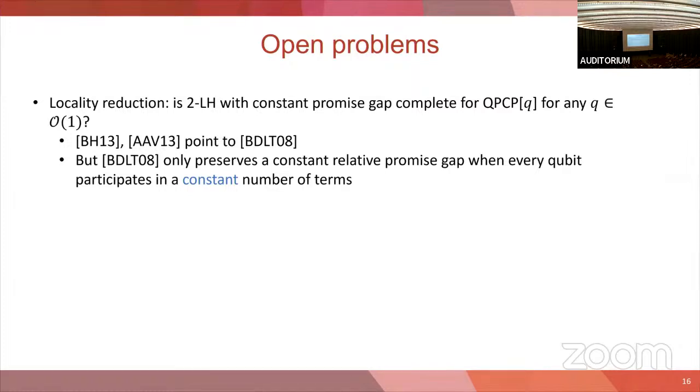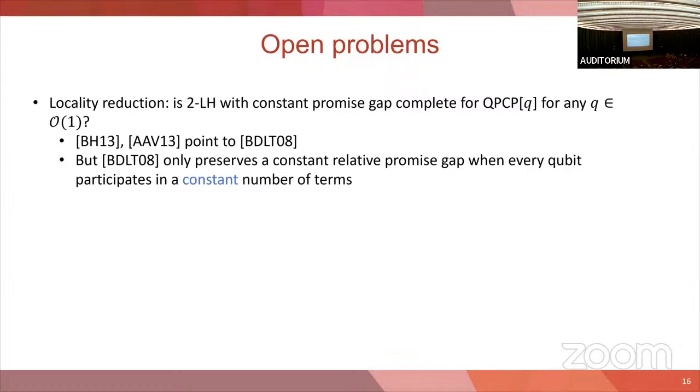And we think this might actually not be the case, contrary to what is claimed in the literature, because this Gottesman construction only works, so it only preserves a constant relative promise gap, when each qubit participates in only a constant number of terms.